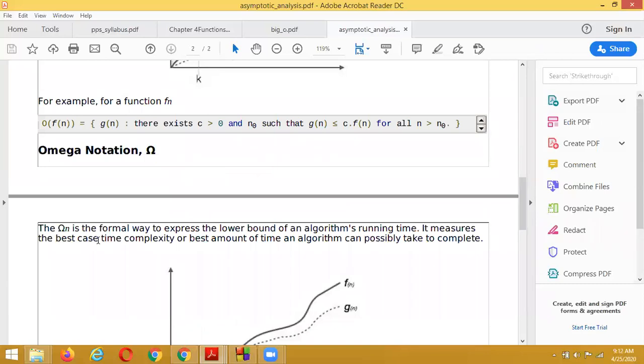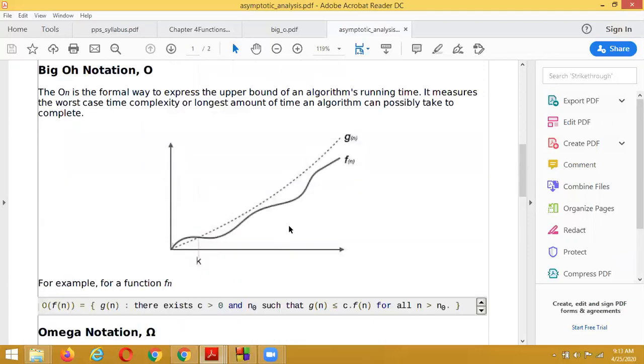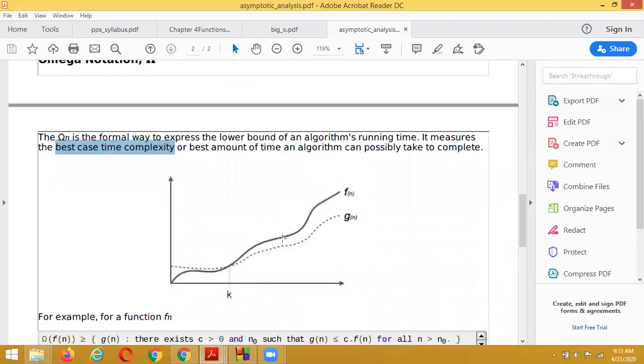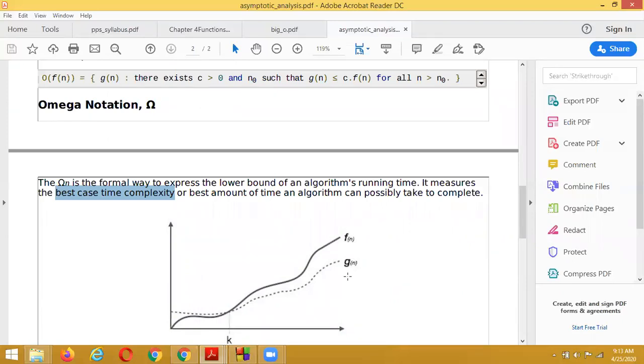Best case time complexity, we are going to call it omega. This graph is showing the extreme opposite of the big O notation. Here f of n is the upper bound and g of n is the lower bound, and g of n is taking less time compared to f of n.